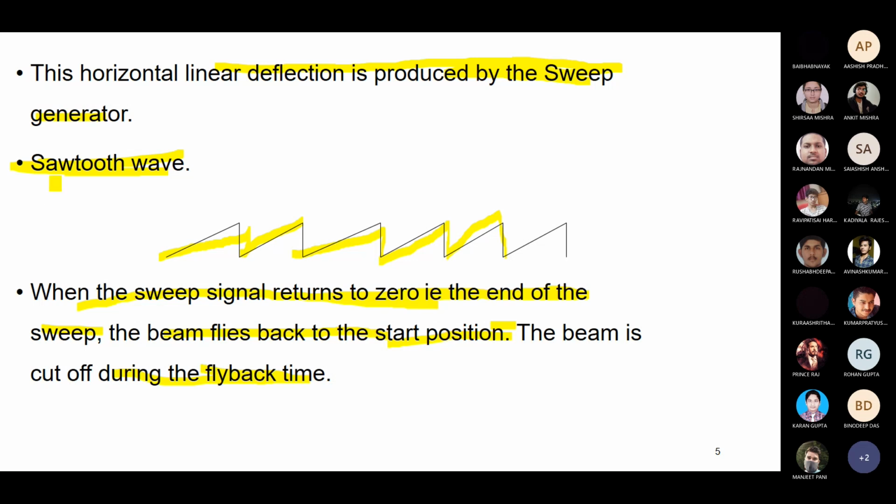The sawtooth wave is also known as the sweep signal or sweep generator. It is responsible for sawtooth wave generation, and it works like a flyback. During the flyback time, the beam is flying back to its position. If you remove that, the beam will stop directly. When you give the energy, the heating of the plate, the electron beam will be developed.